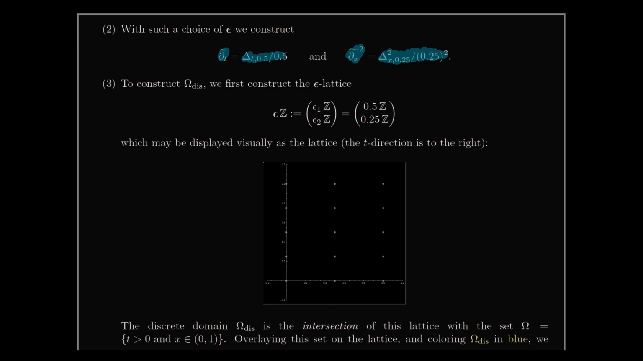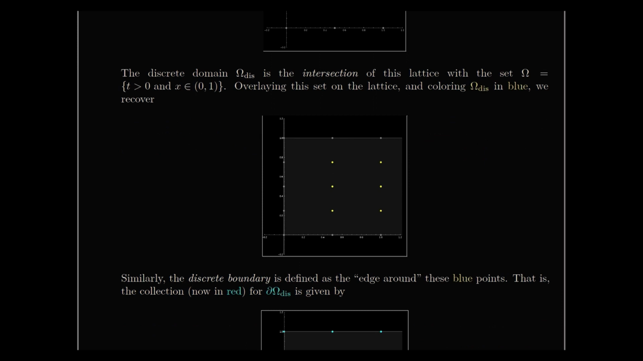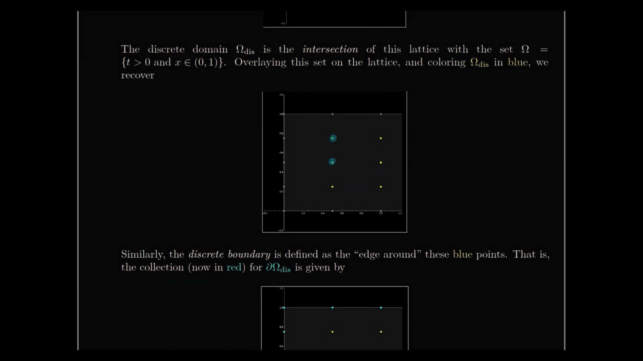And then in step 3, we construct our lattice spacing. So our lattice spacing is given on there, and if we want to actually construct the discrete domain, there's my 6 points to my discrete domain. Why have I stopped at 6?